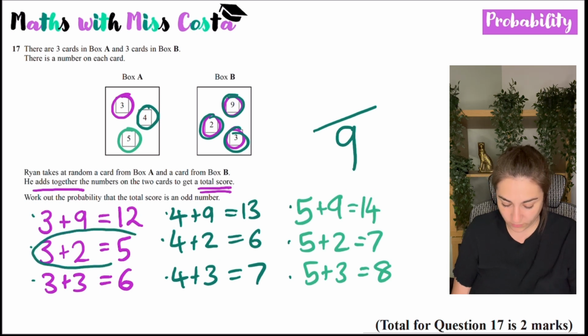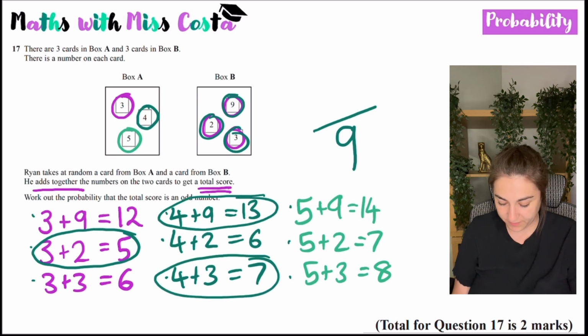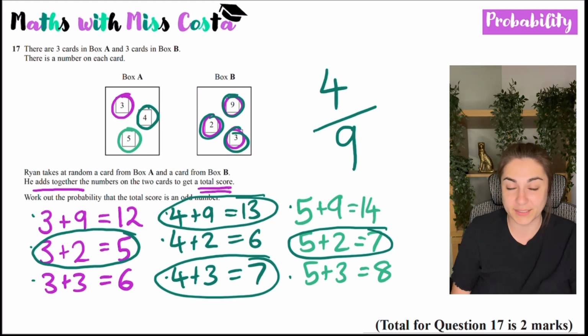And how many of these are odd numbers? 5, 13, 7, and 7. So 4 out of my 9 options would be an odd number.